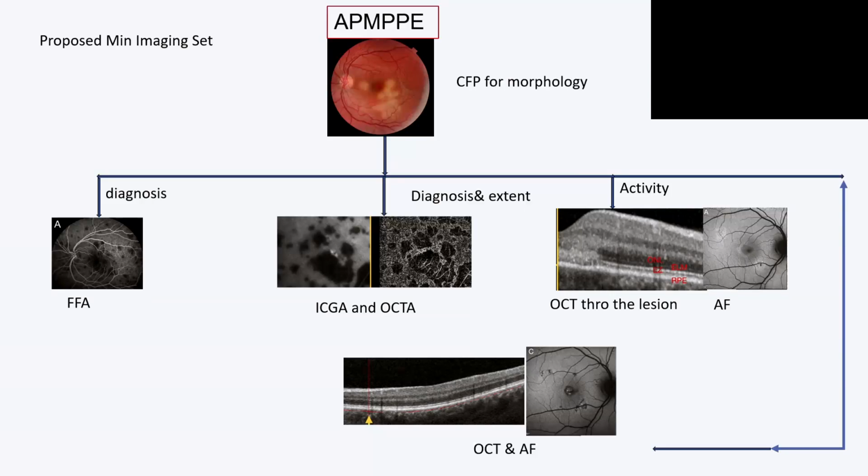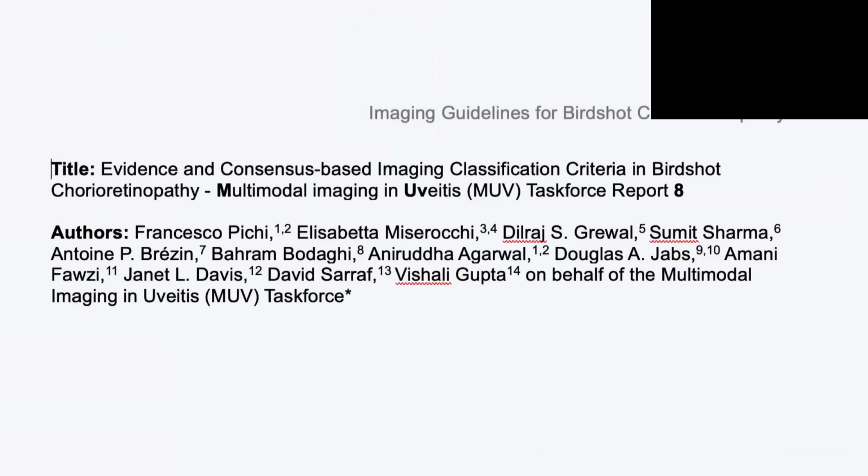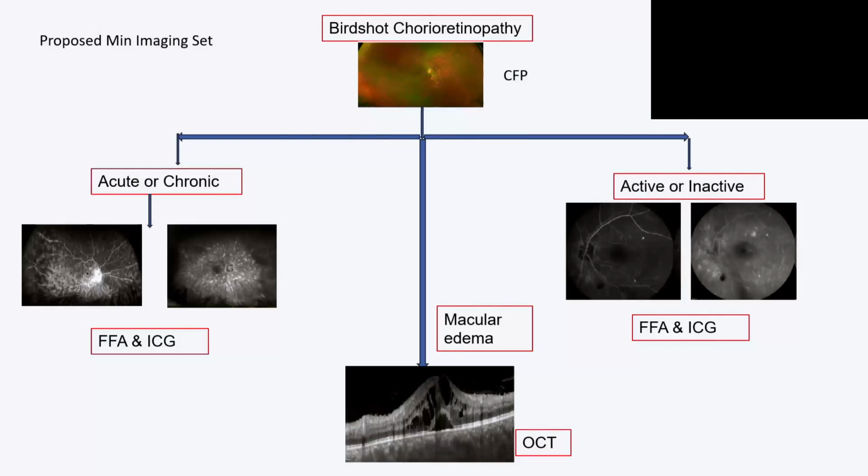Of course, you can do it on fluorescein, hypo to hyper, but very typically it is OCT through the lesion, which shows activity in the outer retina and then resolution. And last is birdshot. Birdshot was a different thing altogether. Color fundus is enough, but you required ICGA to differentiate whether it is acute or chronic, whether it is active or inactive, and even for monitoring the birdshot, ICG and fluorescein were required, whereas none of the other white dots required ICG to monitor response to therapy.